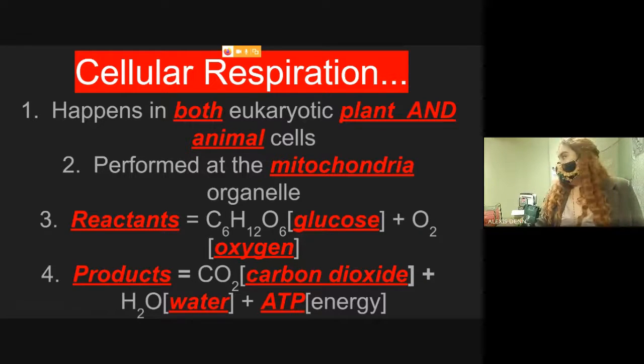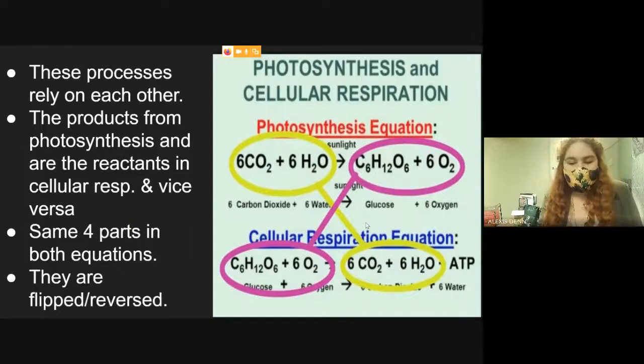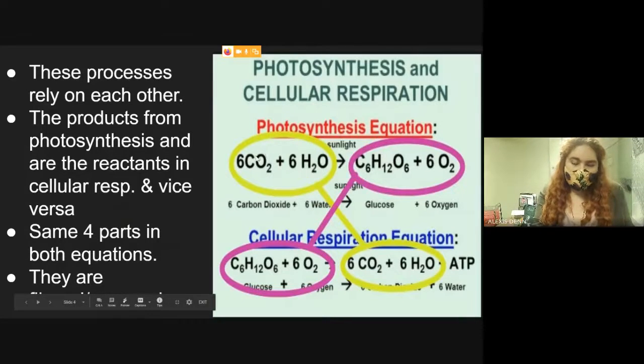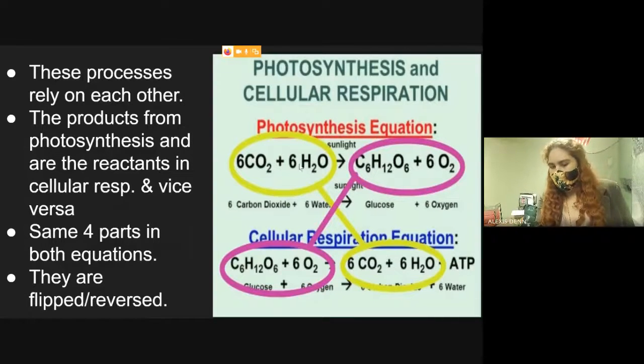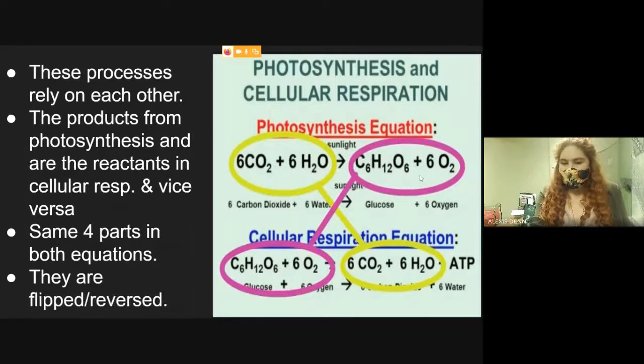I know it's easy to feel overwhelmed when you look at equations, especially when I say you have to memorize this equation. Good news is, if you know one, you know the other. The equation for photosynthesis and the equation for cellular respiration are just reversed, with one small difference. 6 carbon dioxide and 6 water molecules are both the reactants for photosynthesis and the products for cellular respiration. Glucose, C6H12O6, and 6 oxygen are both the products of photosynthesis and the reactants of cellular respiration.